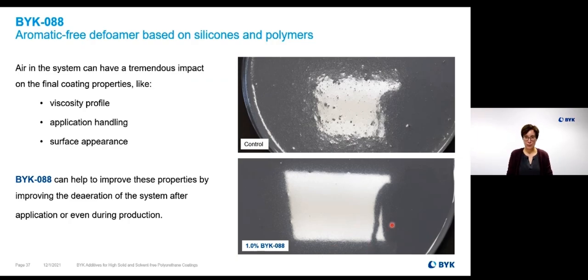There is still some microfoam visible, but we have to say that these samples were not produced with a vacuum dissolver, but with a normal one, so that some microfoam was incorporated. So it was a very tough production of the floor coating. And it can be said that Book 088 can help to improve these properties by improving the deaeration during application, but also during production.